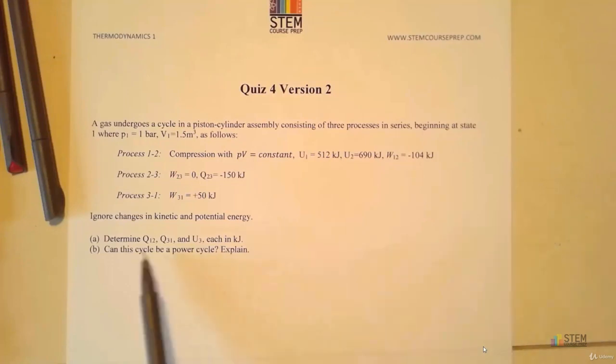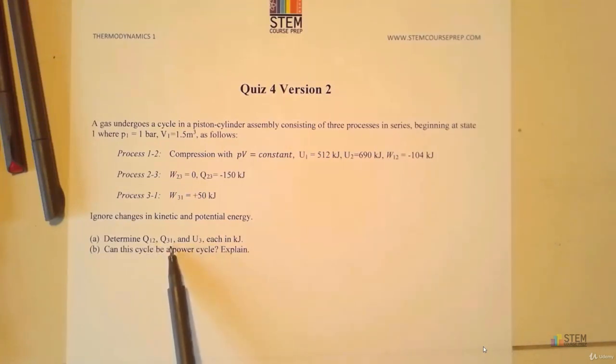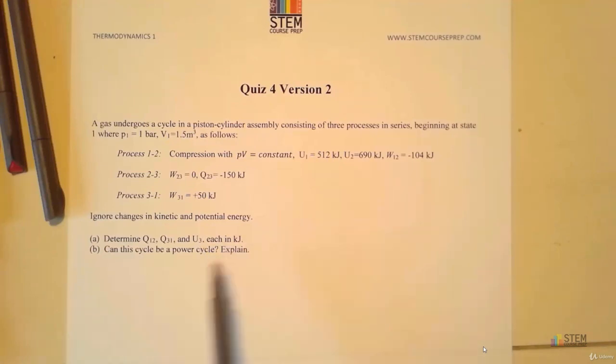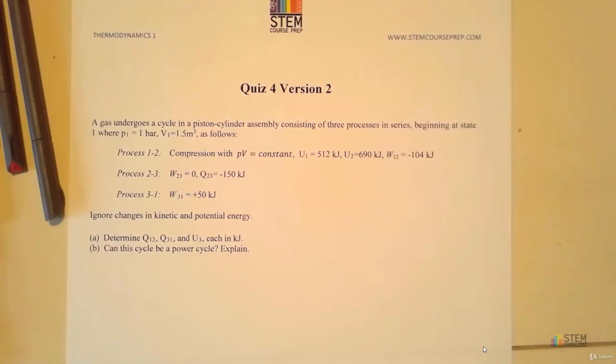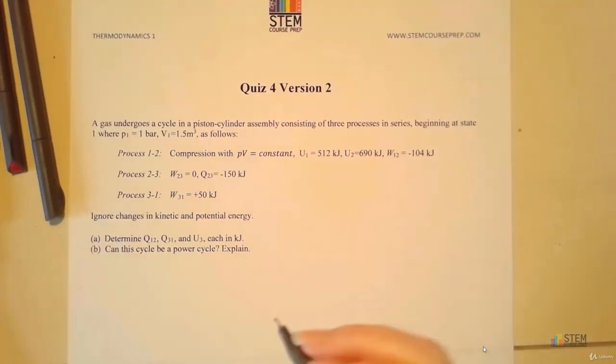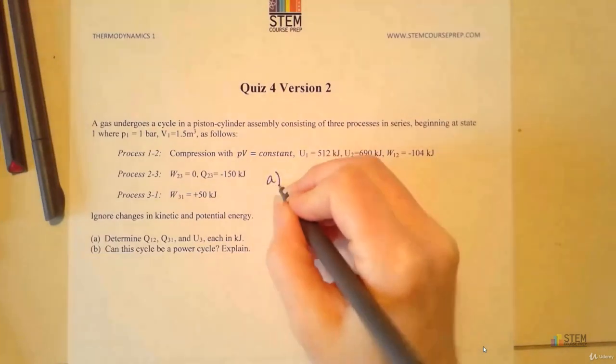We want to find these Q values as well as U3. They all three need to be in kilojoules. And can this be a power cycle? So let's look at this one. So let's do part A first.